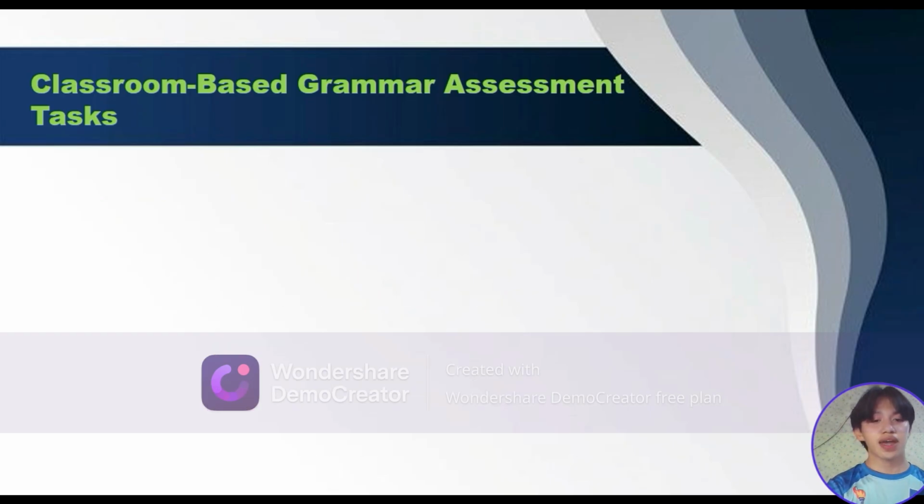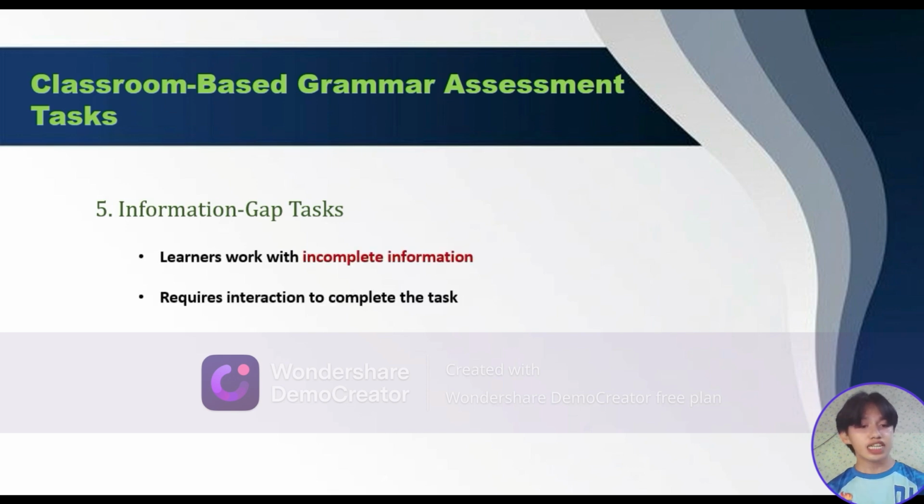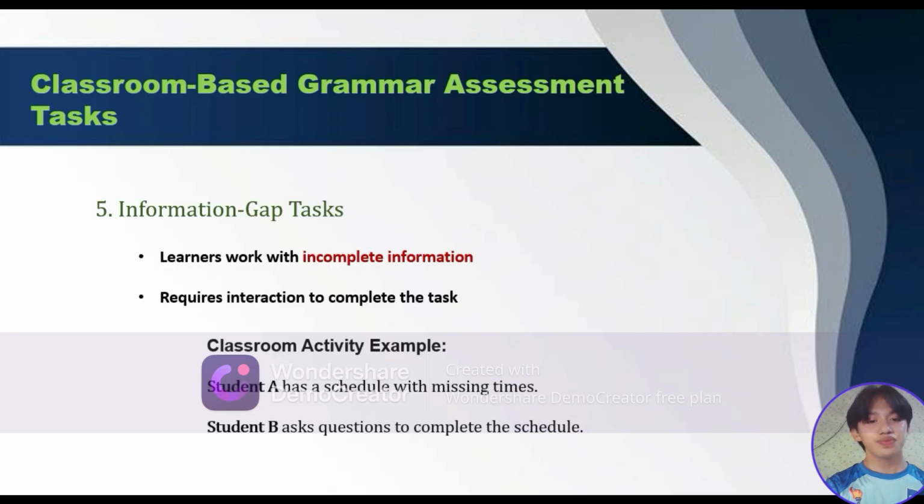The next one is the information gap task, which involves learners working with incomplete information to complete the task. Learners must interact and ask questions, which encourages the use of grammar in communication. For example, one student may have a schedule with missing details while another student provides the information through conversation.